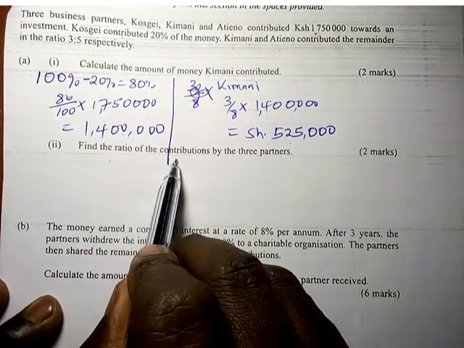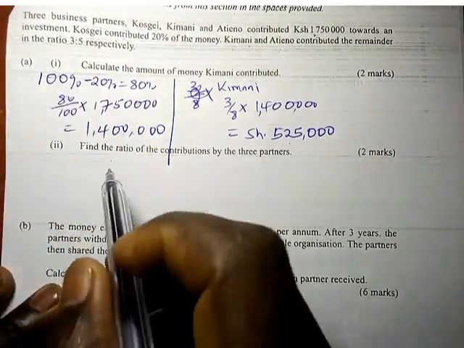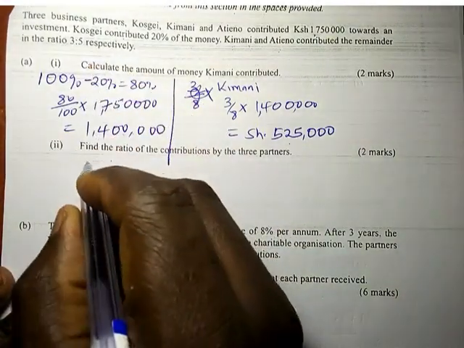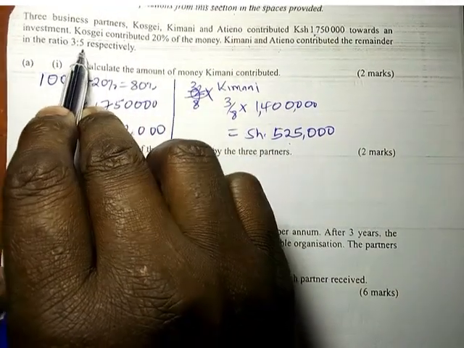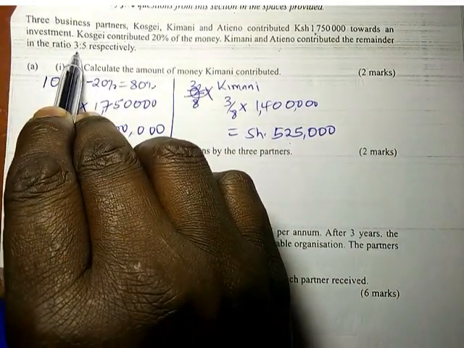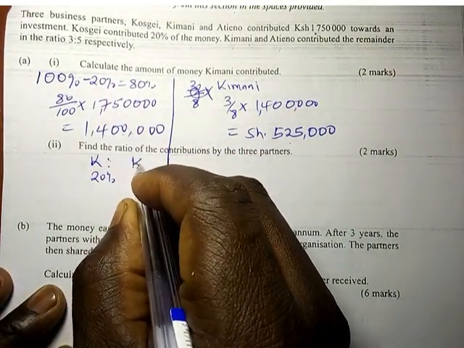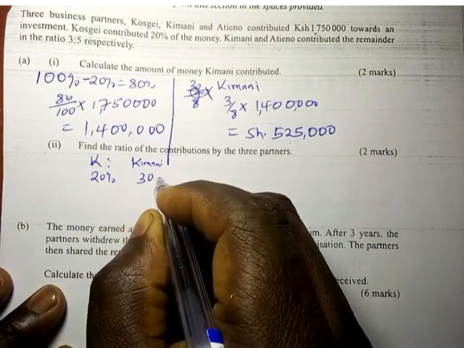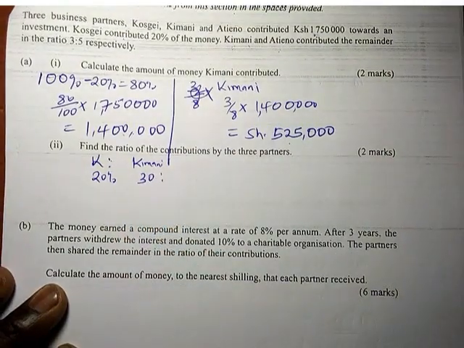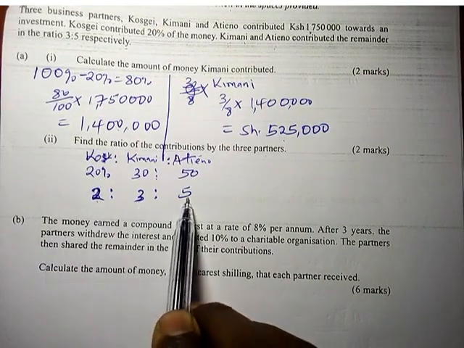Find the ratio of the contribution of the three. If it was 100%, Kcse gave 20%. This one is going to be 30% and 50%. So Kimani will be 30%. So the ratio is 2 to 3 to 5.